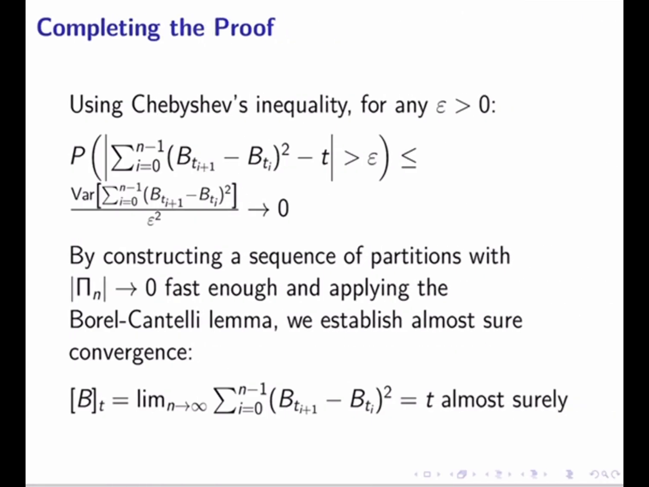To complete the proof, we apply the Chebyshev inequality, which bounds the probability that our sum deviates from t by more than any positive amount epsilon. Since the variance approaches 0, this probability also approaches 0. By carefully constructing a sequence of increasingly fine partitions and applying the Borel-Cantelli lemma, we can upgrade this convergence in probability to almost sure convergence, establishing that the quadratic variation equals t with probability 1.